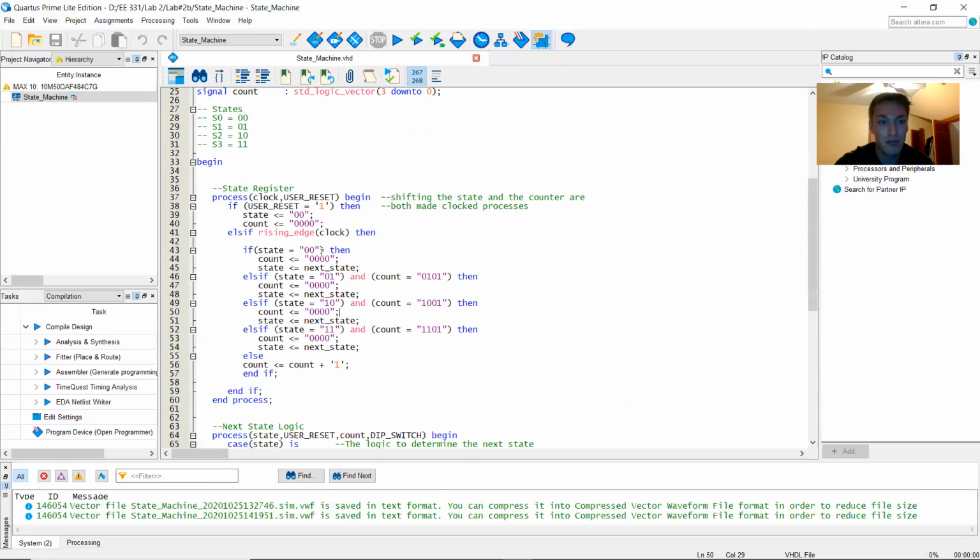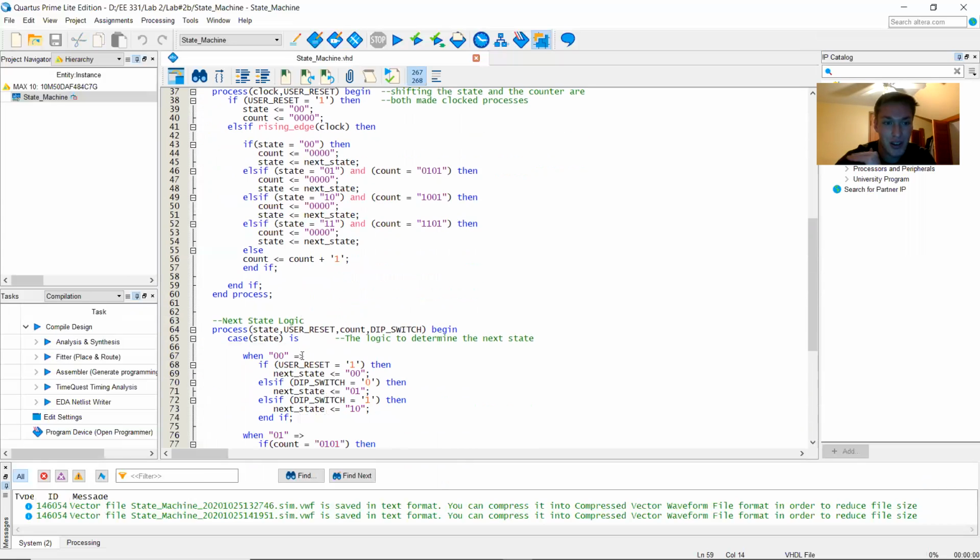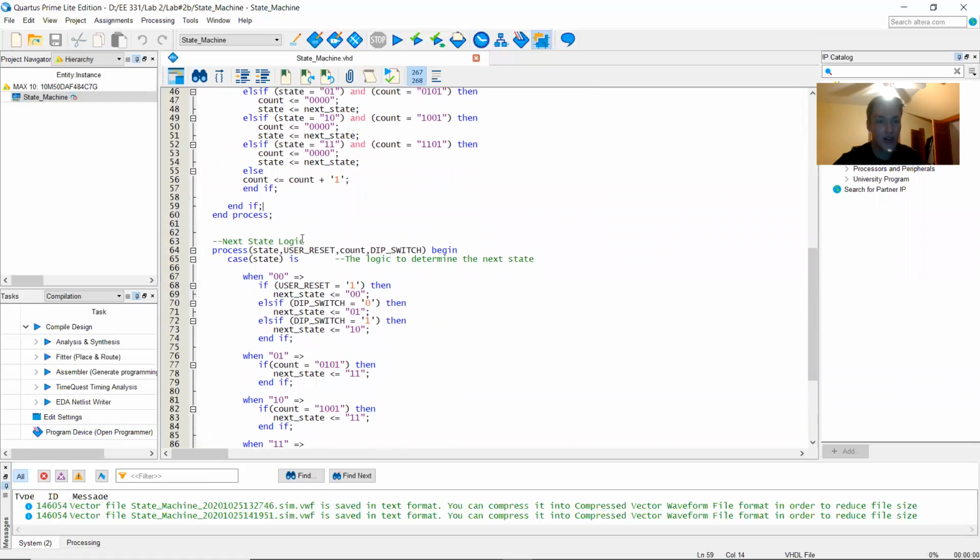But here we have the whole, if the reset is high, then everything goes to 0, and we have all the things that'll reset the counter and the counter to go up and the state to go to the next state. Here in the next state logic portion, we have the logic that determines what the next state will be.